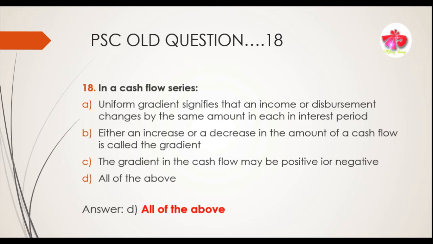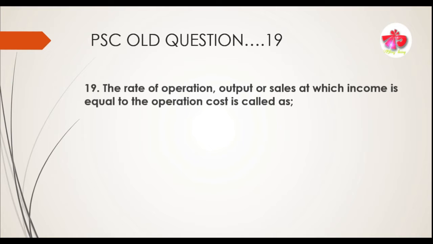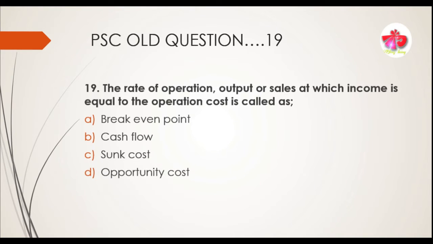Question number 19. The rate of operation output or sales at which income equals the operation cost is known as what? Option A is break even point, option B cash flow, option C sunk cost, and option D opportunity cost. So friends, the rate of operation output or sales at which income equals the operation cost is known as break even point, option A.